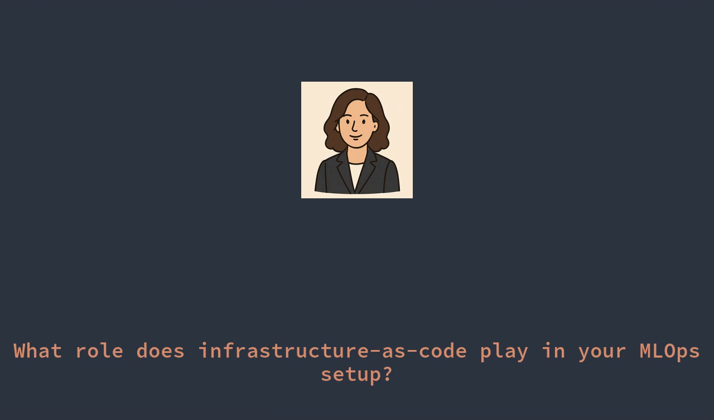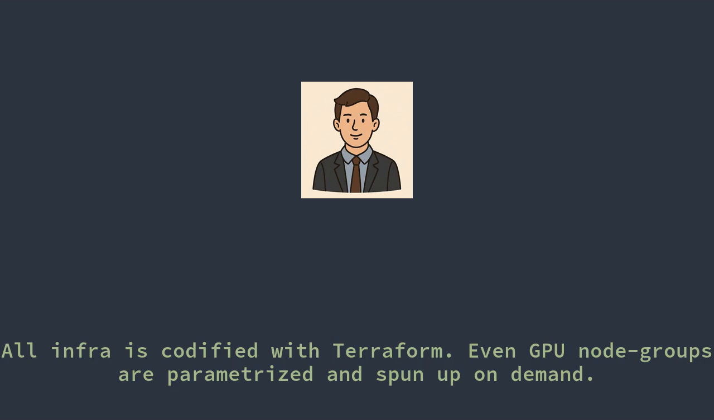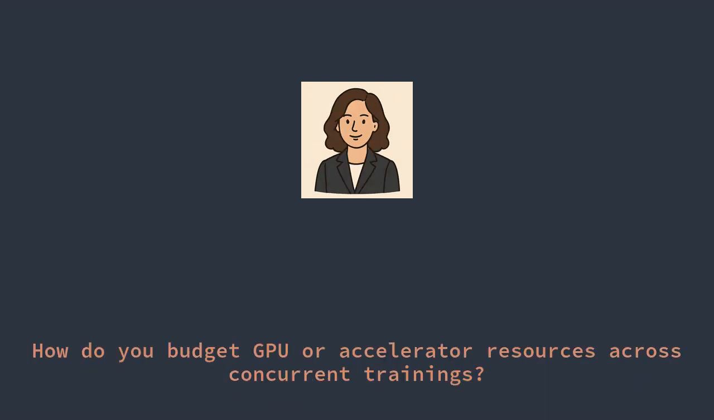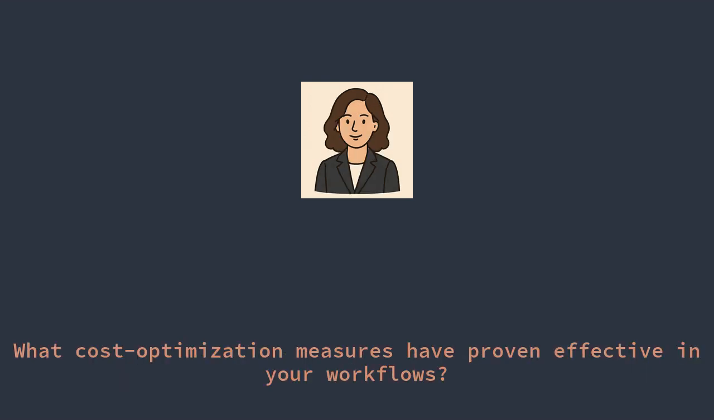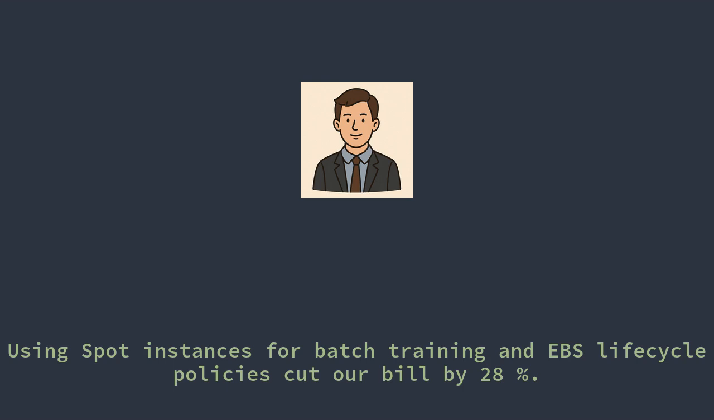What role does infrastructure as code play in your MLOps setup? All infra is codified with Terraform. Even GPU node groups are parameterized and spun up on demand. How do you budget GPU or accelerator resources across concurrent trainings? We run a Karpenter-managed GPU pool that scales by queue length and terminates idle nodes after 15 minutes. What cost optimization measures have proven effective in your workflows? Using spot instances for batch training and EBS lifecycle policies cut our bill by 28%.